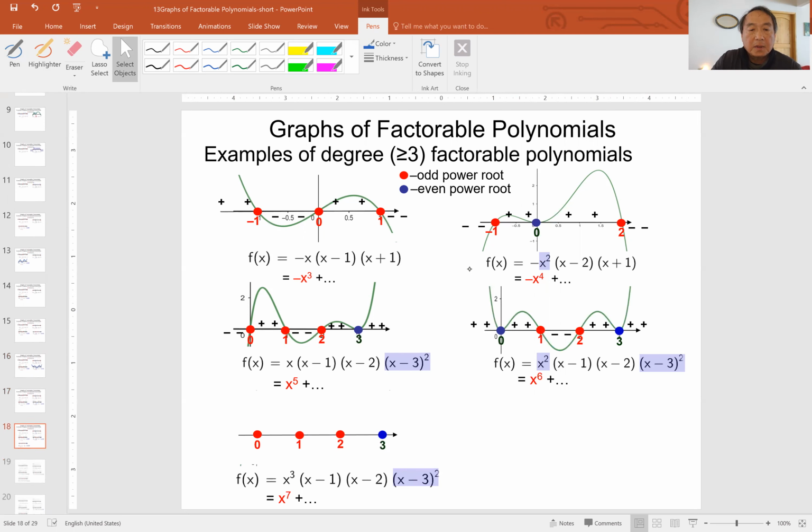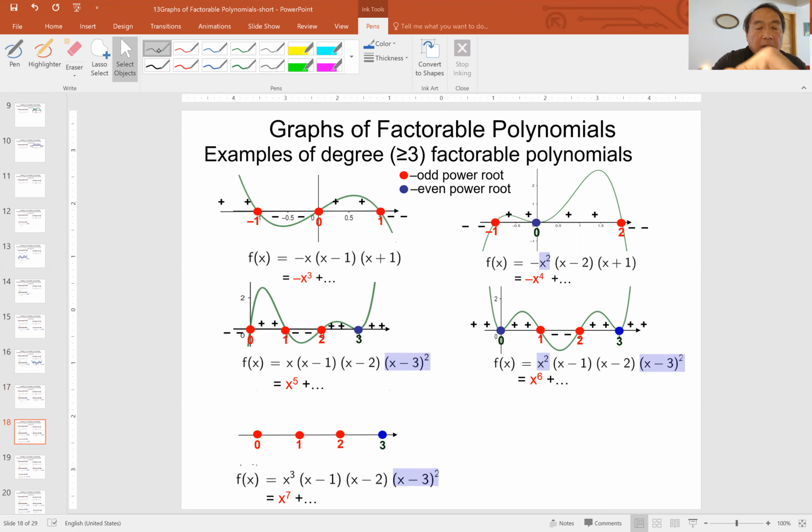And similarly, for the next one, we have one even power here. The sign chart is like this. So therefore, over here, it must be like that. And at an odd power, it must cross. So we connect this with a curve, and this is its graph.